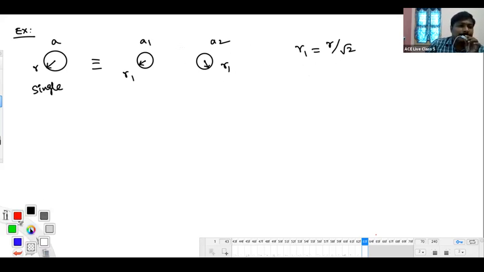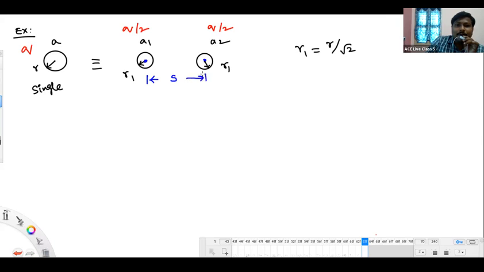Okay, next thing. Charge on this conductor A is Q. What is the charge on A1 conductor? Q by 2. What is the charge on A2 conductor? Also Q by 2. Charges on A1 and A2 conductors are equal. Next thing. Spacing between A1 and A2 is S. S is the letter I am using to define spacing between subconductors.